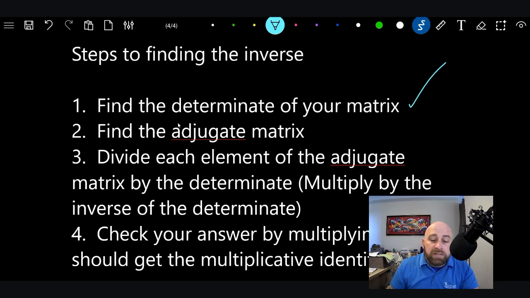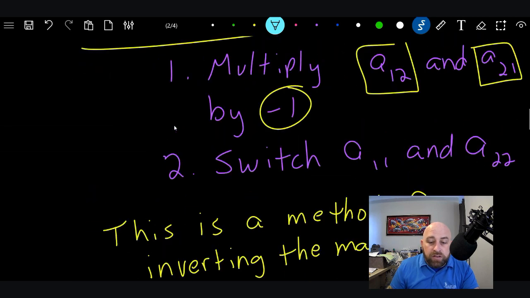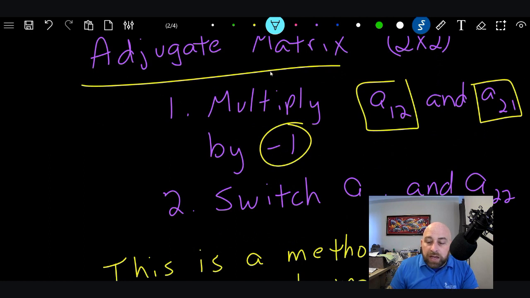Step 2, find the adjugate matrix. Ooh, I don't remember that one. Well, yeah, you do. We just learned it a minute ago, okay? Let's go back up here to it. The adjugate matrix of a 2 by 2. Multiply A12 and A21 by -1.